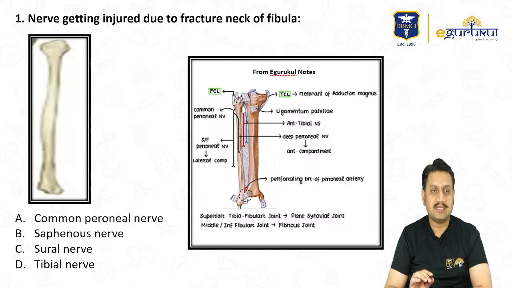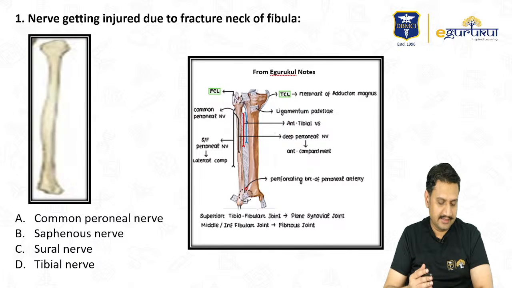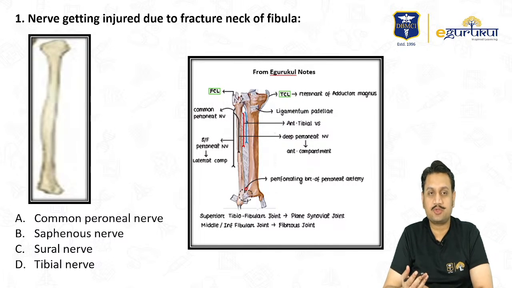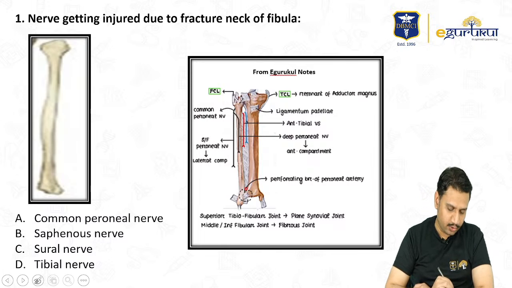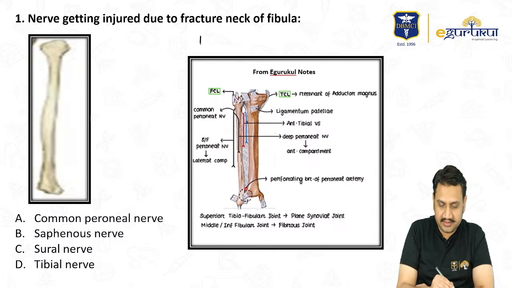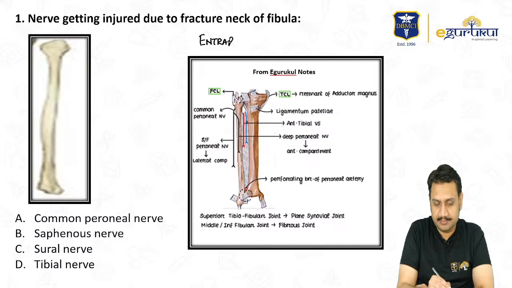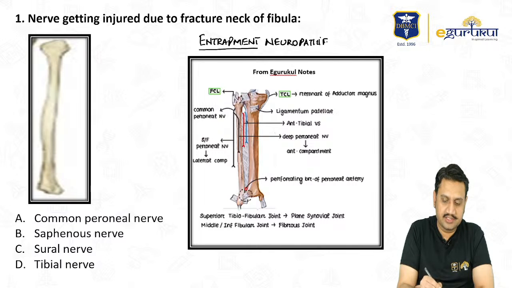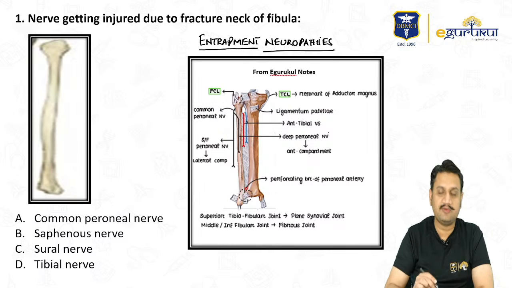First question, guys, it was a nerve getting injured due to fracture neck of the fibula. You all know this is a part of our topic in our classroom, which we read as the entrapment neuropathies, as a part of the peripheral nerve injuries. This was a very simple question. Which is the nerve which may get entrapped around the proximal fibula? That's only one nerve.